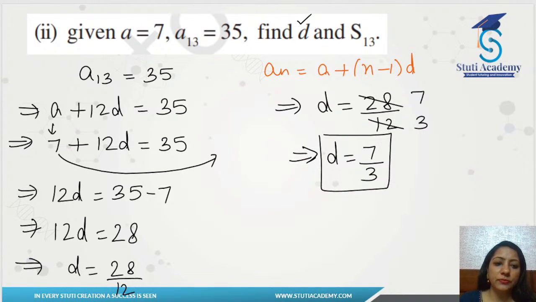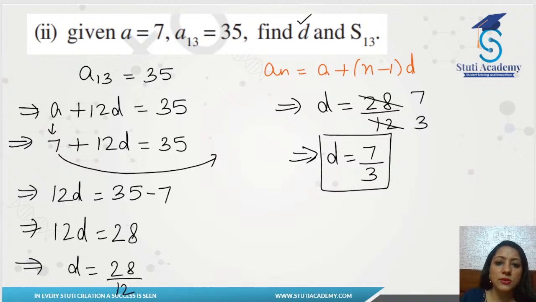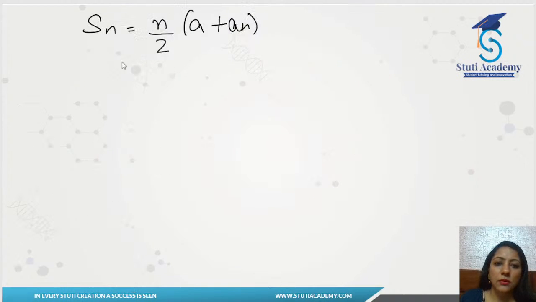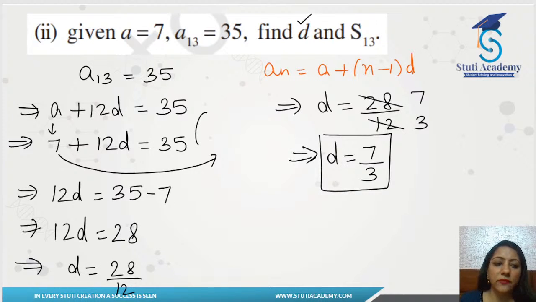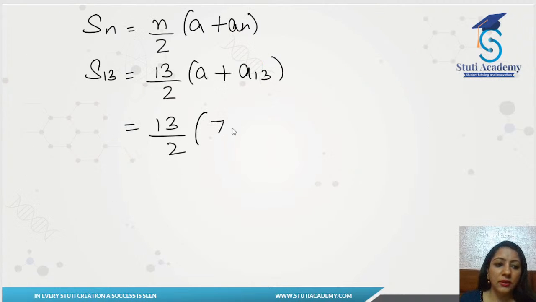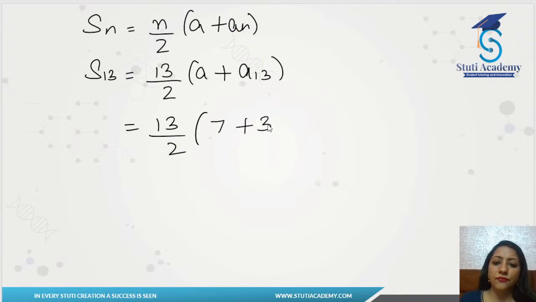Coming to S13. Now if I need to solve for Sn here, I am going to use the formula n by 2 into (A plus An). I'm using this because I already know S13 I need to solve for. I know N is 13, I know A13 and I also know A, that is 7. So S13 would be 13 by 2 into (A plus A13). That is 13 by 2 into A. Let's see what is A. A is given to be 7. That is 7 here. And then we have A13. A13 here is how much? It's 35.